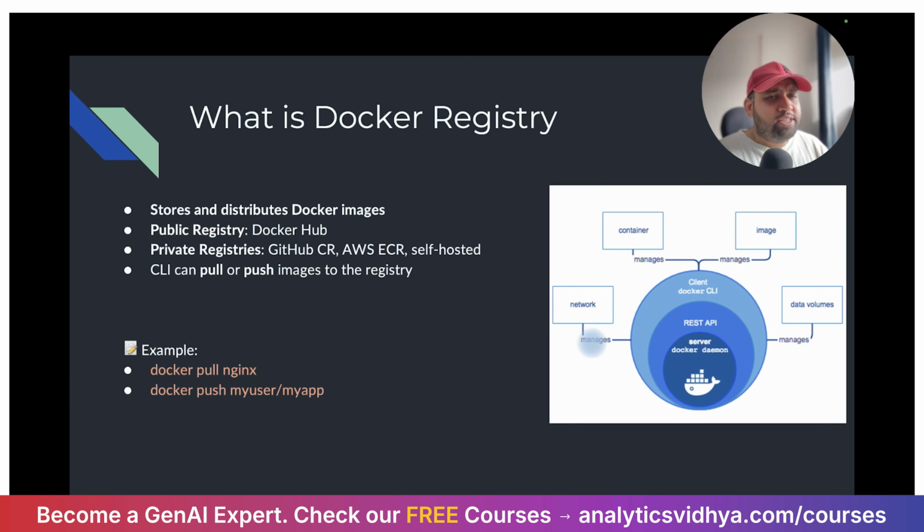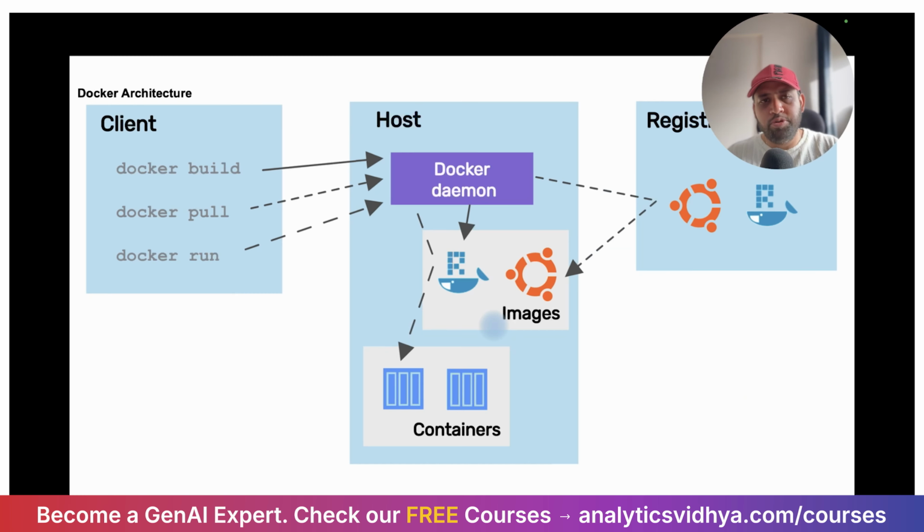Coming to what is Docker Registry. As I just showed you, it stores and distributes your Docker images. There are public registries like Docker Hub, which anyone can access and download from. Private registries, such as GitHub, AWS ECR or your own private repositories, are for the specific apps and solutions that you have built. And the command line interface can help you pull and push your images to that registry. How to do that? Again, very similar commands: docker pull and docker push.